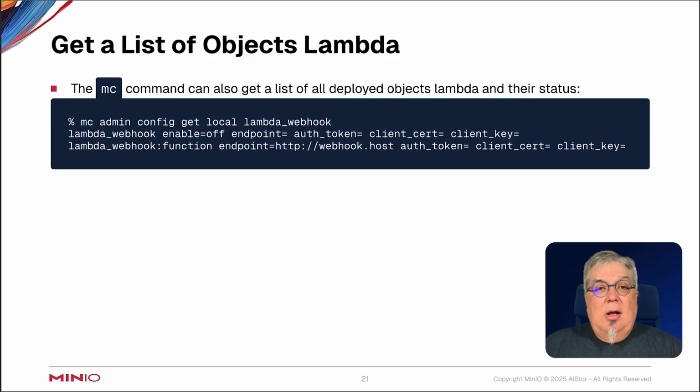Very easy to do. You can also use the MC command to get a list of any object Lambdas you've got deployed out there. So mc admin config get local lambda_webhook, or get whatever your MinIO server is, lambda_webhook, will give you the Lambda webhook enable off. It'll give you the basic format, and then it'll give you each individual Lambda webhook that you've deployed. If you deploy this via the environment variables, what you get out is a little bit different. You'll see the environment variables actually commented in this output, with a little hashtag, and then the environment variables themselves. It's great. So you can get a list of all of your deployed object Lambdas that you've got running as well.